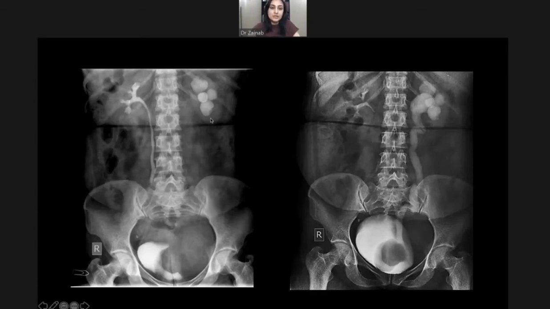And on the left side, I can see that the pelvic calyceal system is dilated with ballooning of the calyces. Bilateral nephrograms, which are visualized faintly, appear normal. So the kidneys appear normal in their size, location, and axis. But there is gross dilatation of the left pelvis and calyces that can be noted.